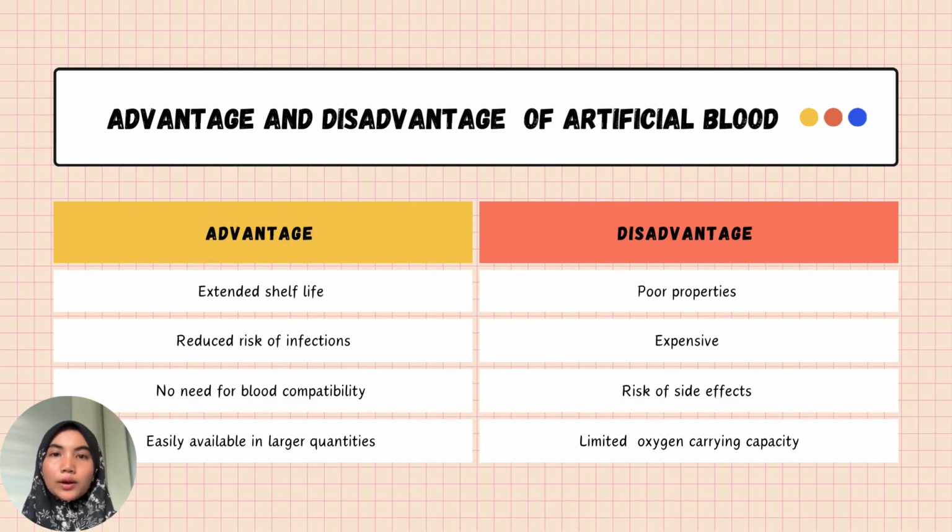First, the advantage of artificial blood is extended shelf life. Artificial blood is readily available and has a long shelf life, allowing it to be stored in emergency rooms and ambulances and easily shipped to areas of need. Second, it reduces the risk of infection. It can undergo filtration and pasteurization processes to virtually eliminate microbial contamination. No product can claim to be 100% risk-free for infectious agents, but these substitutes have a greatly increased level of safety. Third is no need for blood compatibility.